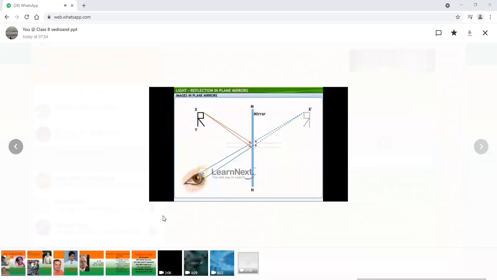Consider one more point Y on the object. A light ray from Y on the object is incident on the mirror at C, and the reflected ray travels to the eye.